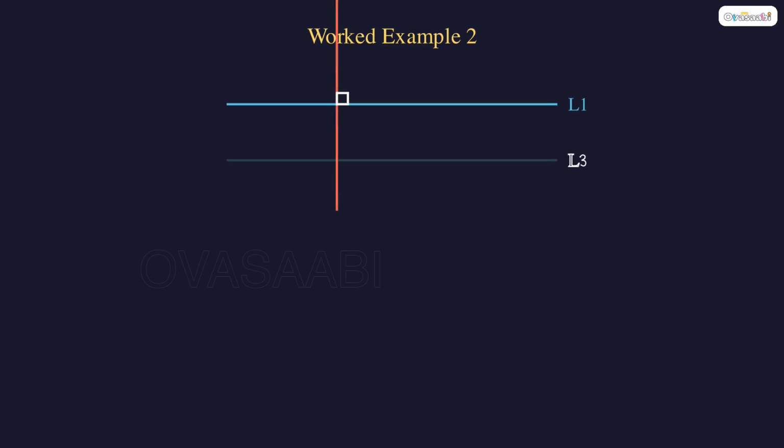Example 2. Line L2 is perpendicular to L1. Line L3 is parallel to L1. What is the relationship between L3 and L2? Think before we solve.